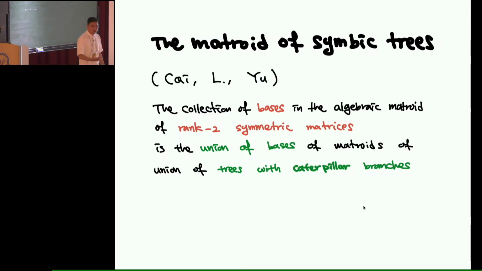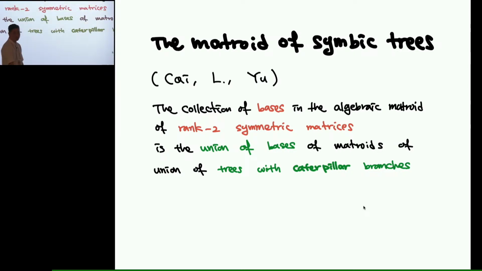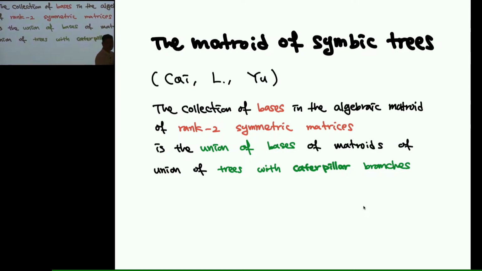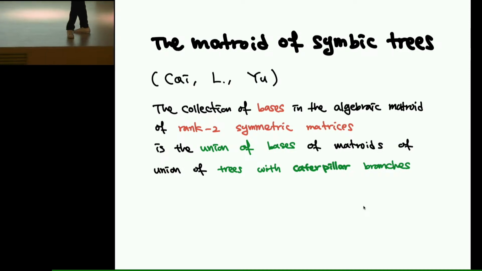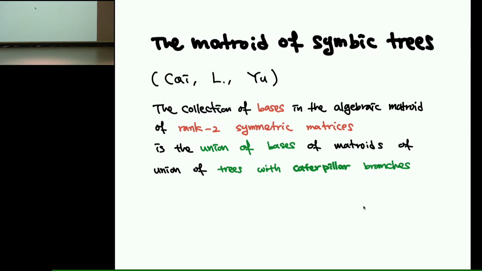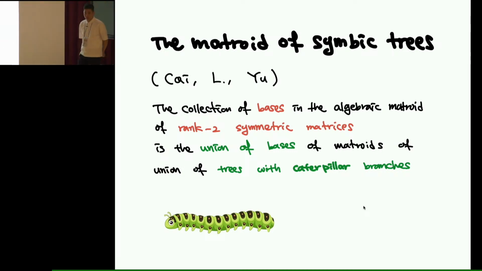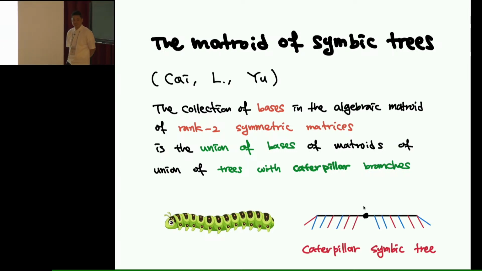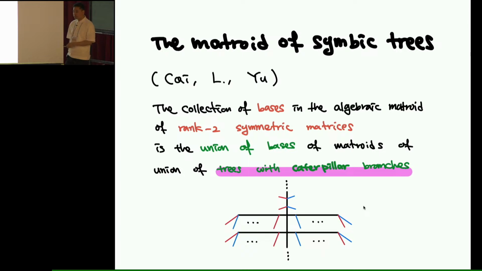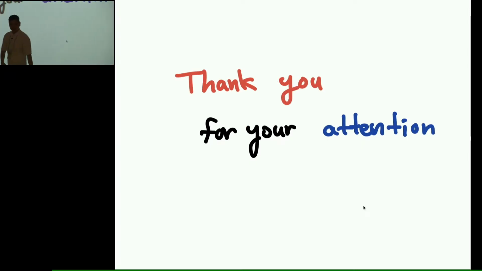So in order to characterize the bases for the algebraic matroid from the symmetric rank 2 matrices, you don't need to study all trees, but only a specific type, which is the trees with caterpillar branches. So here's the caterpillar. What are the trees with caterpillar branches? This is the tree in this type of form, where all the branches must be caterpillars. If you understand all the bases of this type of tree, then that's the whole collection of the bases for the rank 2 symmetric matrices. Yeah, thank you. I'll stop here.